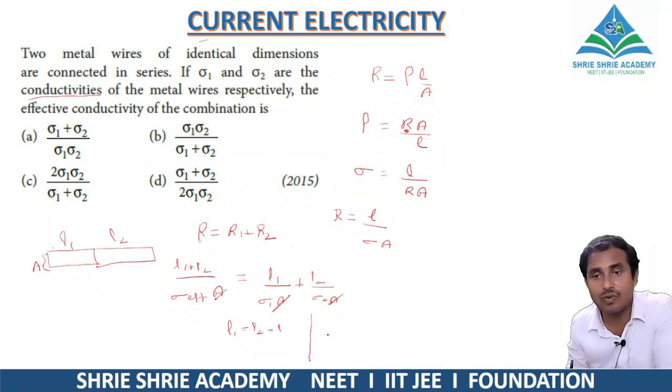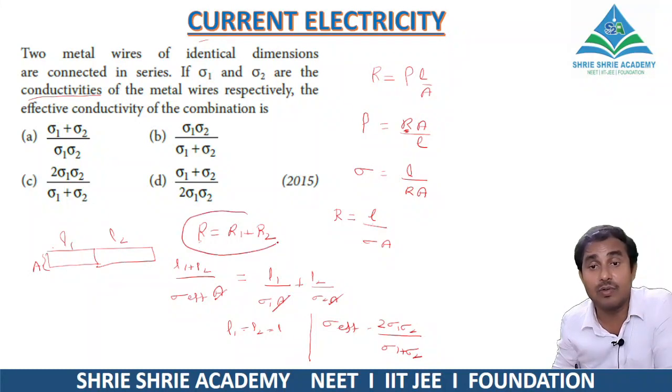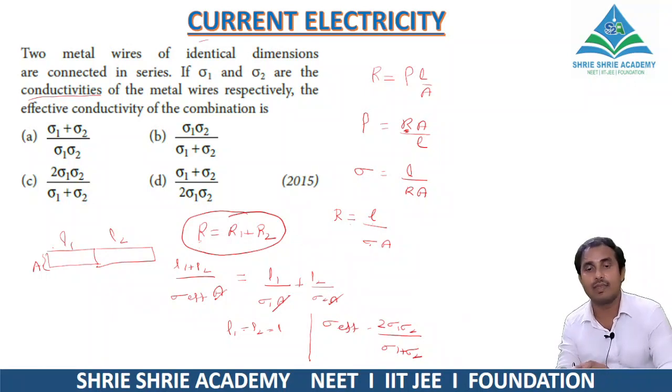You substitute here this sigma effective, and finally you get 2 sigma 1 sigma 2 divided by sigma 1 plus sigma 2. The thing is that the same formula you have to use, R is equal to R1 plus R2, only that the resistance would be in terms of conductivity, right? So R equal to L by sigma A, if you do that, you can find out the answer.